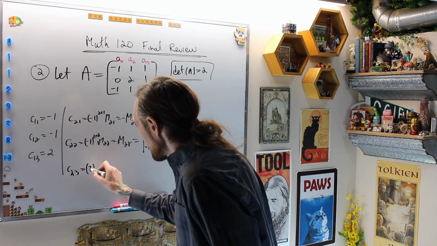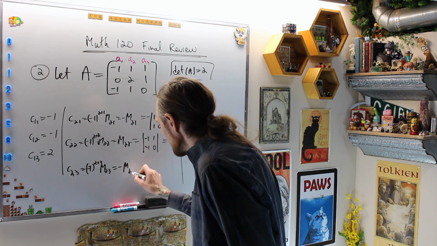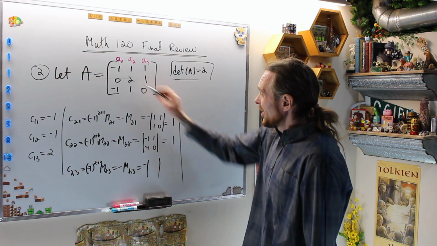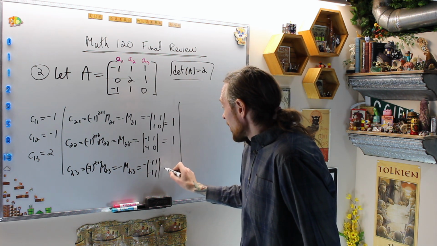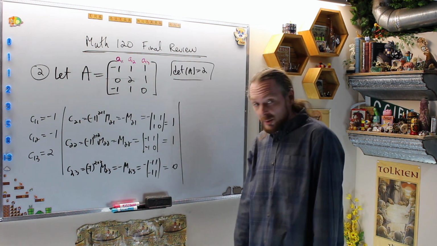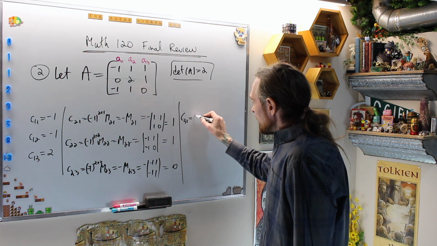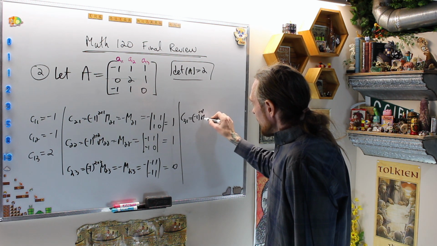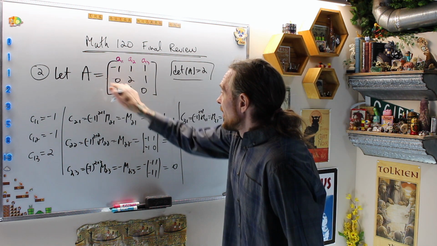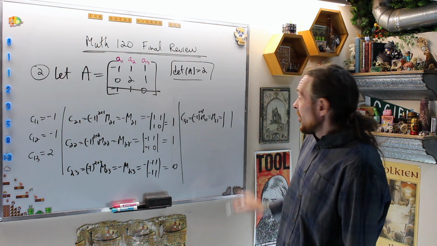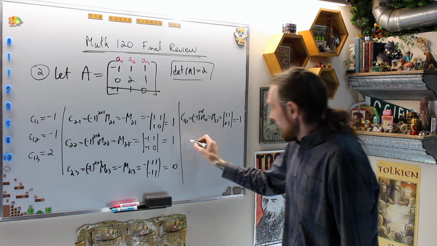C23 is negative 1 to the 2 plus 3, M23, which is equal to negative M23, which is negative times the 2 by 2 determinant of blocking off row 2 and column 3, which is negative 1, 1, negative 1, 1, which is 0 because they're multiples of each other, those two rows gone. C31 is equal to negative 1 to the 3 plus 1, M31, which is M31, which is equal to the 2 by 2 determinant by blocking off row 3 and column 1, 1, 1, 2, 1, which gives me 1 minus 2, which is negative 1.